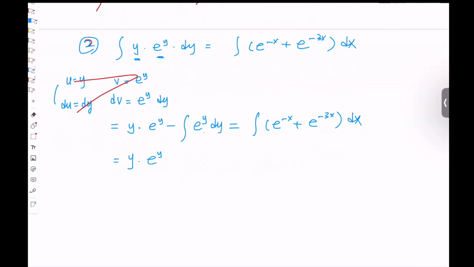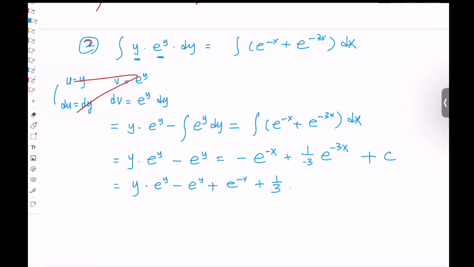Integral e to the y dy equals e to the y. The right side, integral e to the negative x is negative e to the negative x. Integral e to the negative 3x is 1 over negative 3 times e to the negative 3x, and then plus c. Again, plus c could be on the left hand side or right hand side. I usually put the c at the end on the right hand side. Then y times e to the y minus e to the y plus e to the negative x plus 1 over 3 e to the negative 3x equals c.